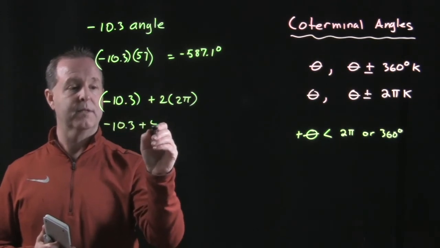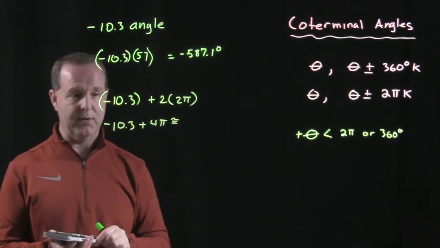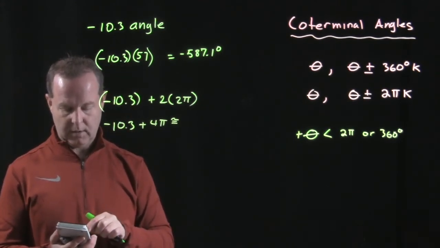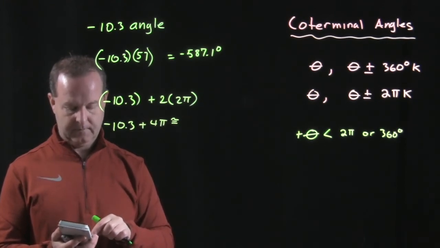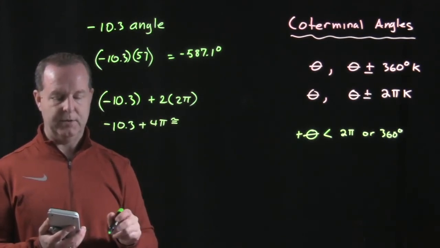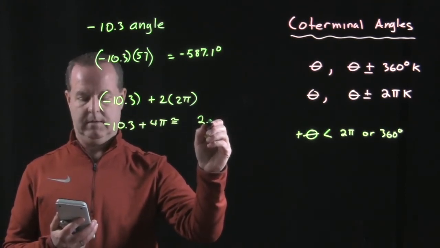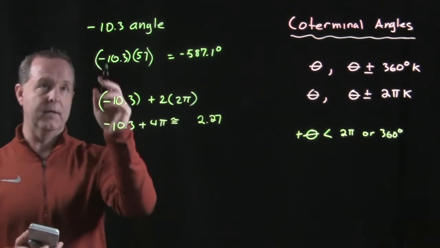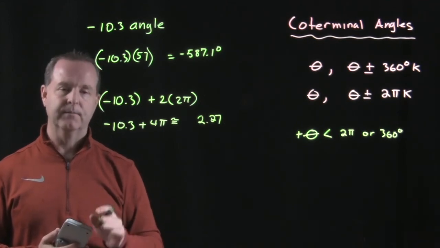Negative 10.3 plus 4 pi. And then if I want to get an approximation from there, let's add those together. So 4 times pi plus a negative 10.3. And that produces roughly a 2.27. So negative 10.3 angle is coterminal with a 2.27 angle.